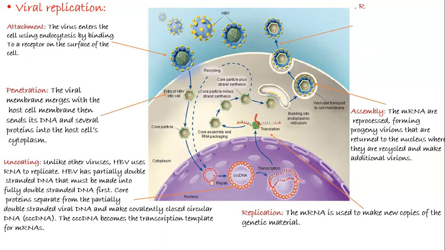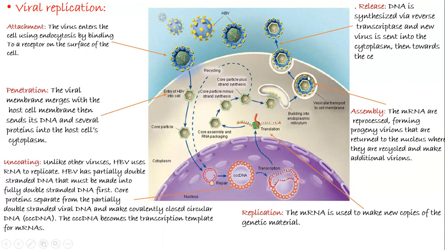Then the last step is release. The DNA is synthesized by reverse transcriptase and the new virus is sent to the cytoplasm. This is the new virus which is formed. It is moving towards the cytoplasm, then towards the cell membrane, and ultimately it is going to fuse with the cell membrane and be released from the host cell. Now again, this newly formed virus is ready to attack another hepatocyte. So this was all about hepatitis B.